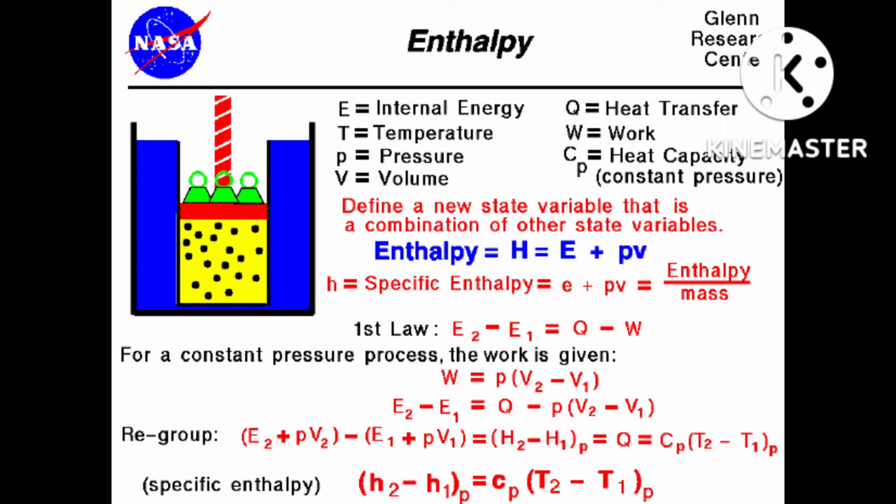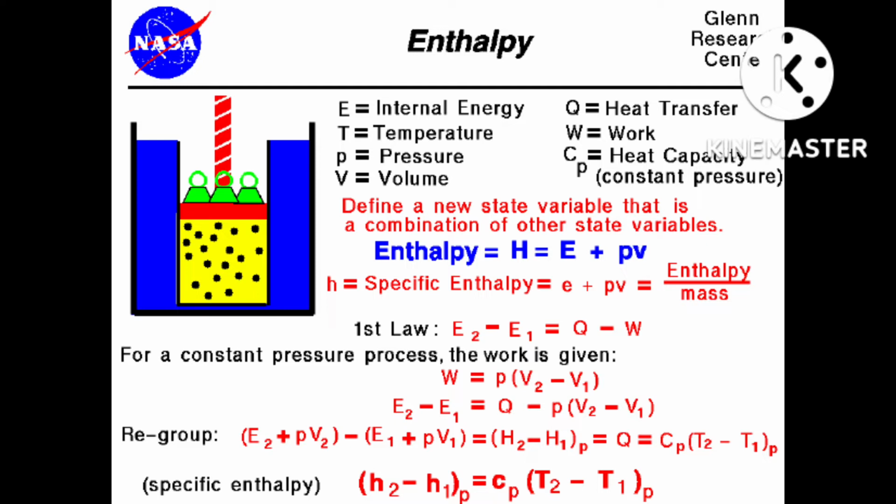Now you got a new relation, that is QP is equal to delta H. H2 minus H1 is called delta H. This is the new relation. Just like delta U is equal to QV, which I told you in the last class, now today you got QP equal to delta H. Last class I discussed QV is equal to delta U. Now QP, at constant pressure, is equal to delta H.